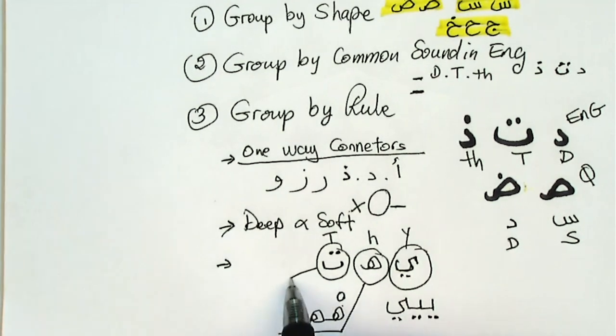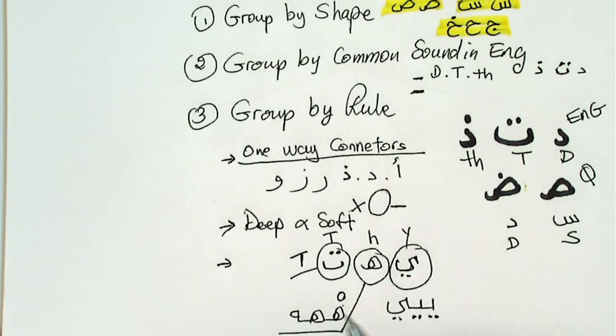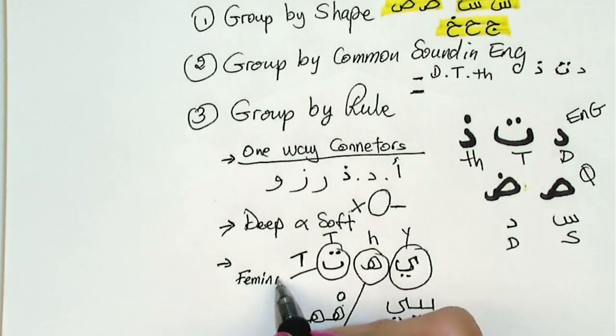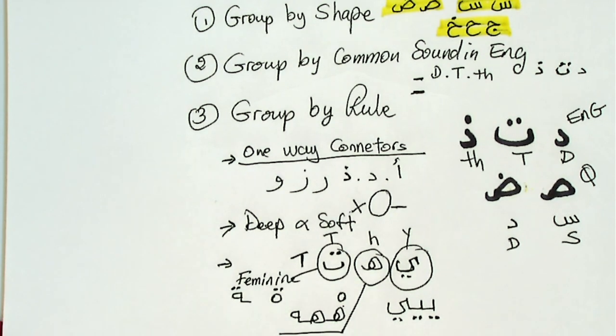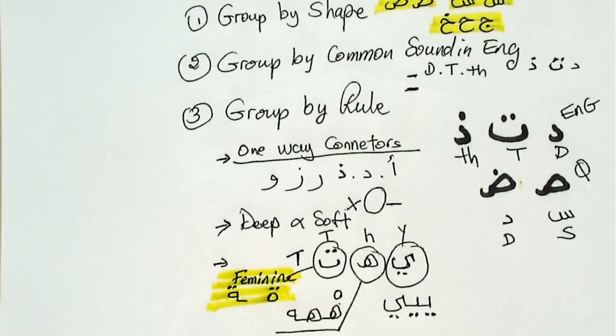Then we got ta, and this is the letter, and we can also use it as a sound because we have the feminine ta, and we have just the letter ta. The feminine ta takes this shape, the isolated form, and then the connected form, which is similar to ha. We'll come to this part once we study the feminine and the masculine rule.